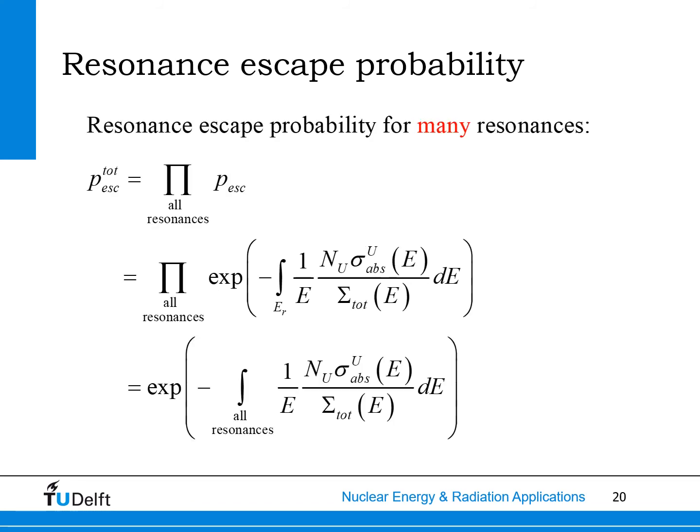The probability for a neutron to escape all resonances in the epithermal energy range is the product of the escape probability of each individual resonance. The product of many exponential functions, each containing an integral over the energy range of the individual resonance, can be written as an exponential function with the total integral over all resonances, as shown on the lower line on this slide. The last formula on this slide is the expression for the resonance escape probability of a reactor with hydrogen as a moderator.